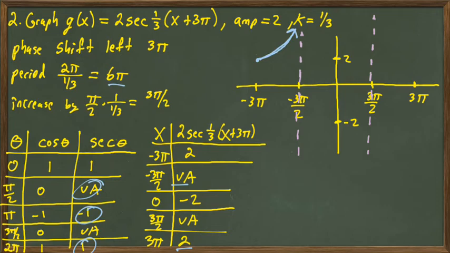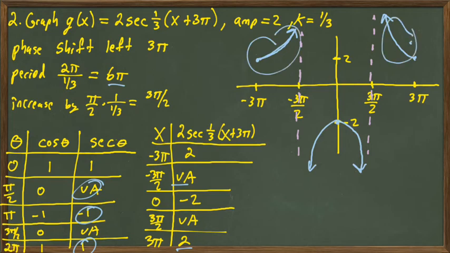We have the point 0, negative 2, so we will have that part of the graph there. And finally we have 3 pi and 2. You can think of combining these two as getting that top branch of the parabola there. So that is in fact one full period of this particular graph.